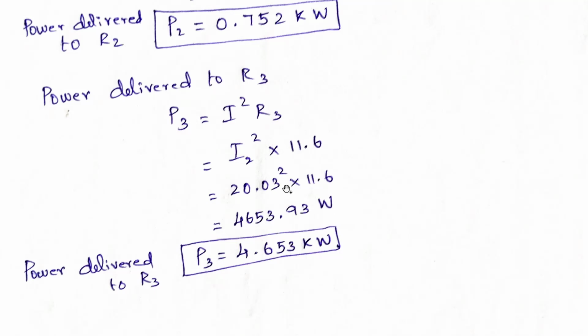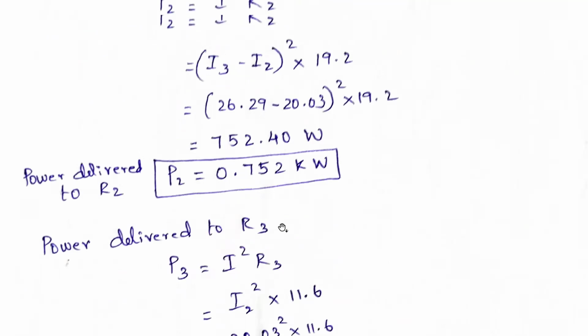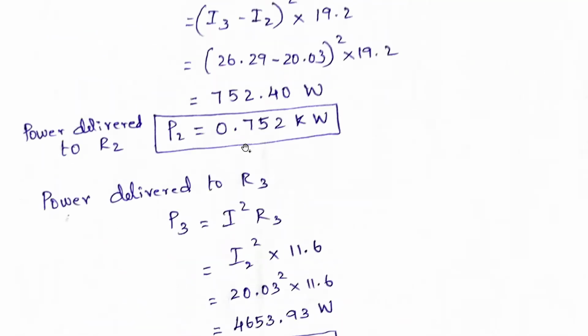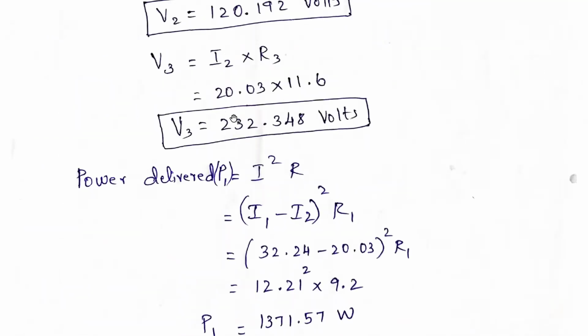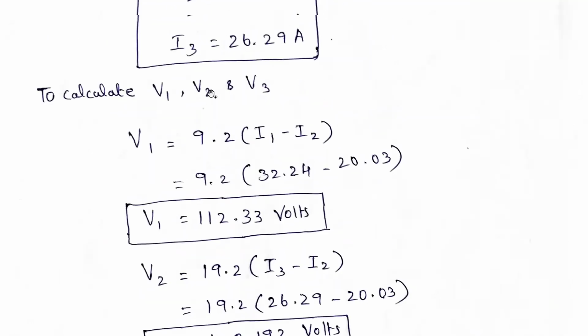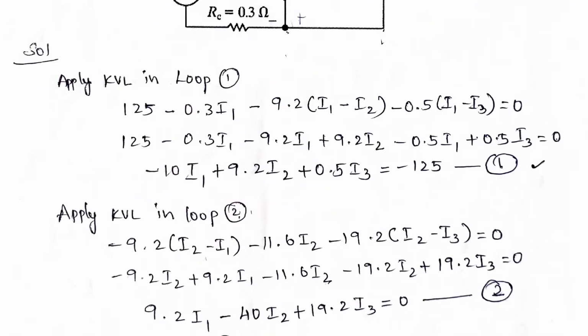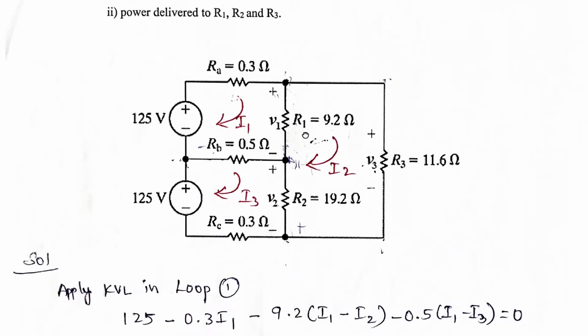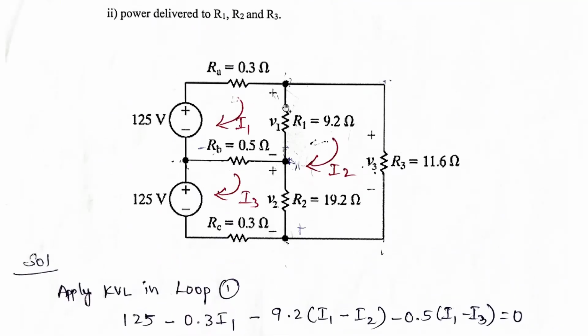So this is the answer we got. P1, P2, and P3 we got, and V1, V2, V3 also we got. Majority of you will make the mistake here only, so you need to be very careful while doing this problem. You just tell in the comments whether you are getting the same answer or not.